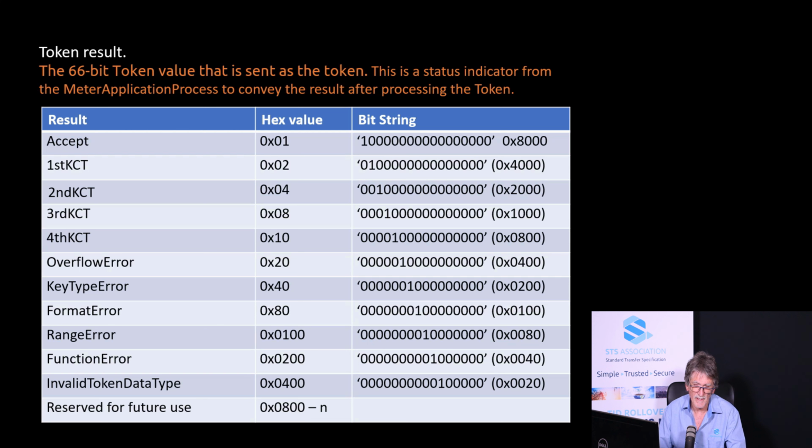EA 11 meters have 4 key change tokens. EA 07 meters have either 2 or 3. So you need to state which token was sent and accepted. So it'll be first, second, third, or fourth.